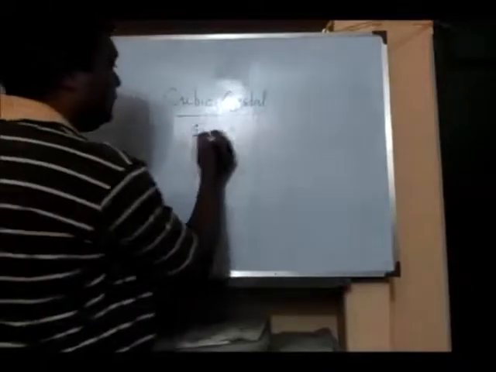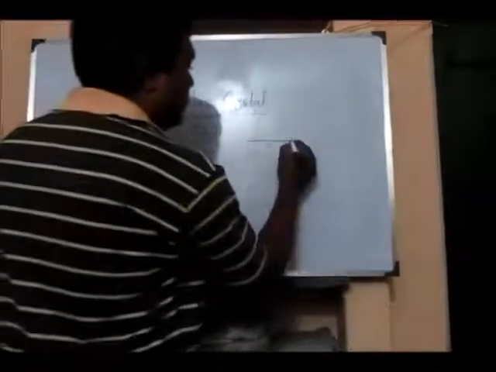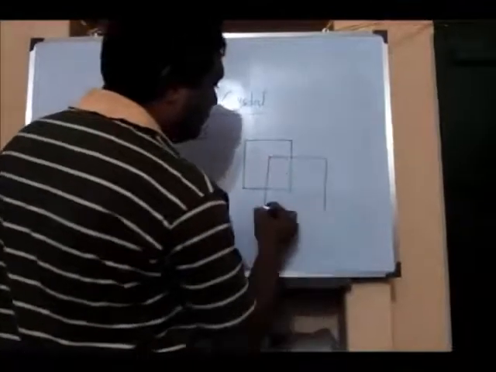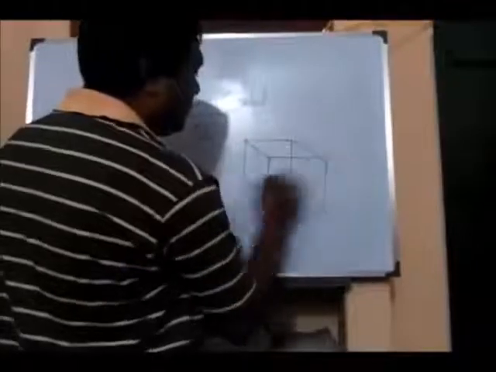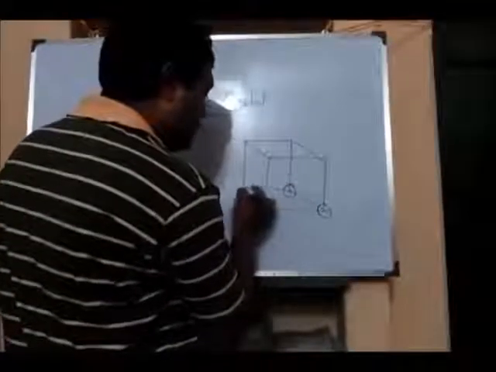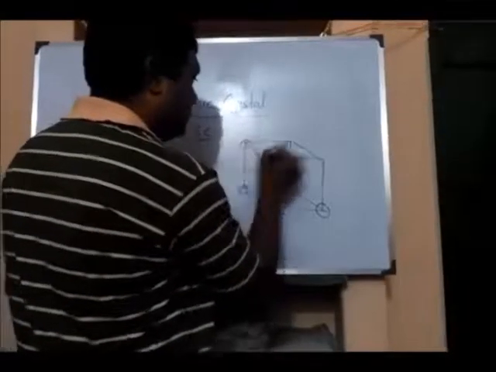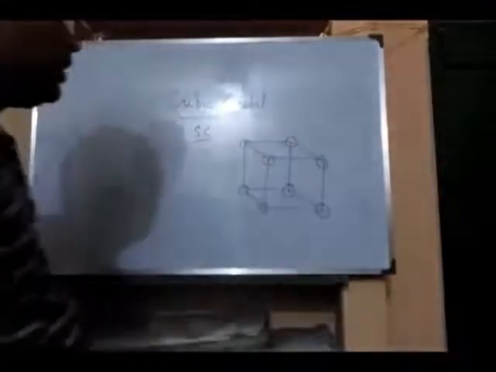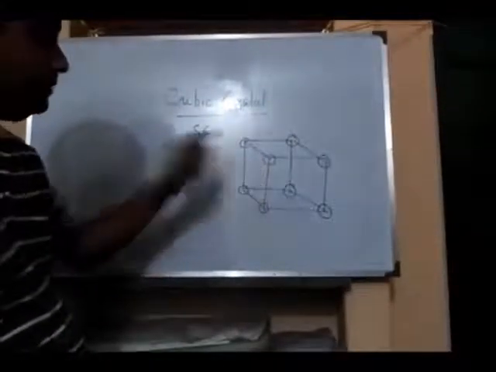Now, what is a simple cubic crystal? Plainly called simple cubic. We have just a cube here, and all the corners of this cube can have single atom. Okay, so each corner of this cube contains single atom.